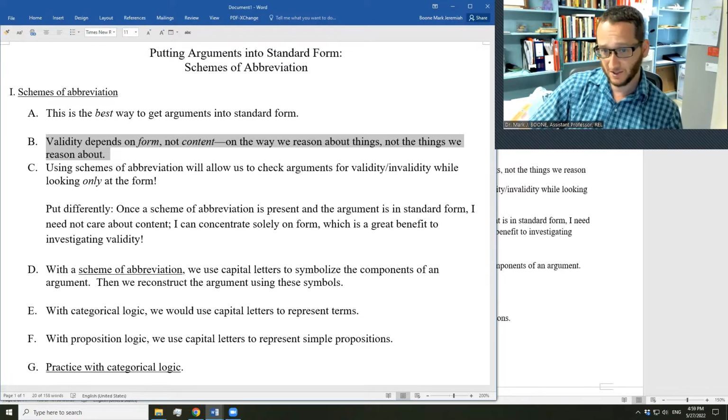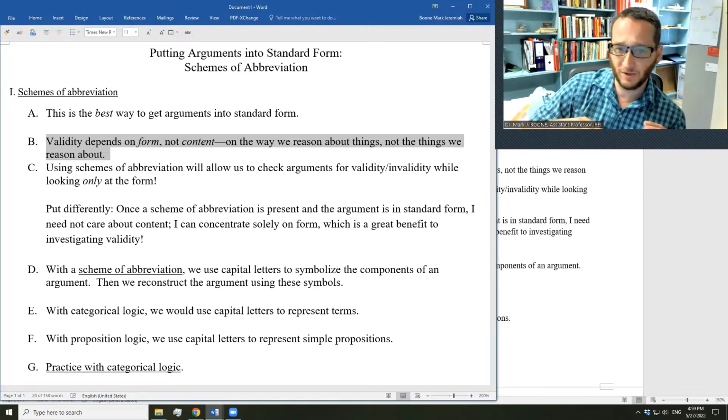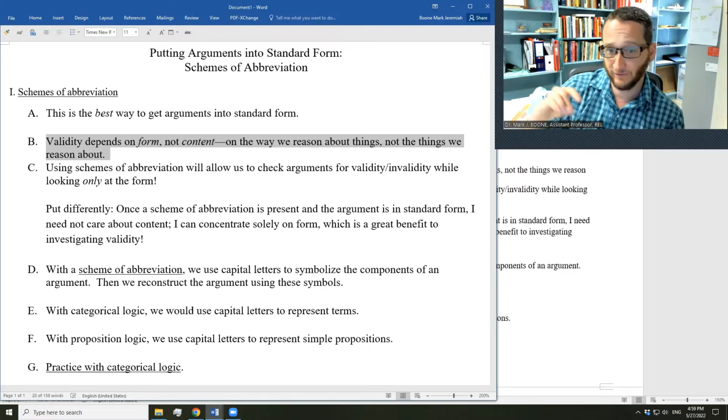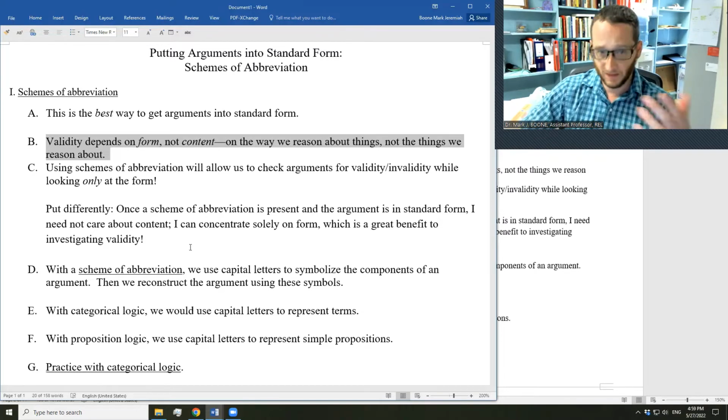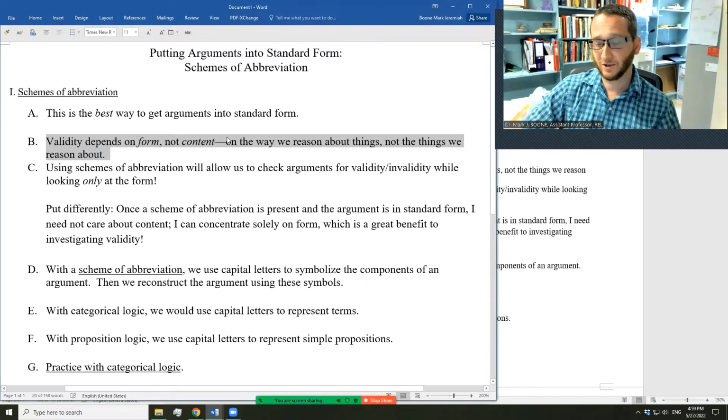And in both of these branches of deductive logic, what we do is we break down an argument into its small parts, and we examine the way the argument is constructed out of those parts, look at the shape of the argument, the form of the argument, or the structure of the argument to see if it's valid, because validity depends entirely on that shape or that structure, or this phrasing, which I like, it depends entirely on form, not content, meaning on the way we reason about things, not on the things we reason about.